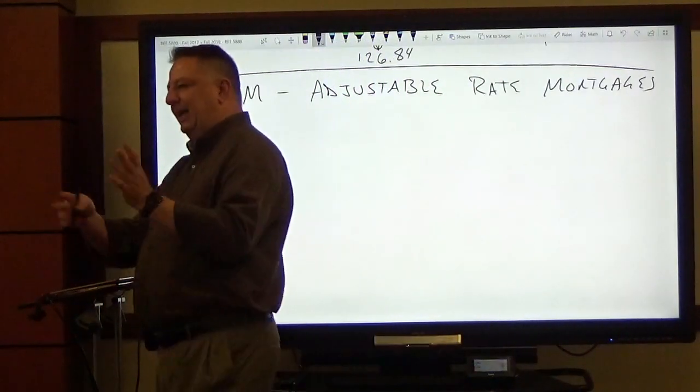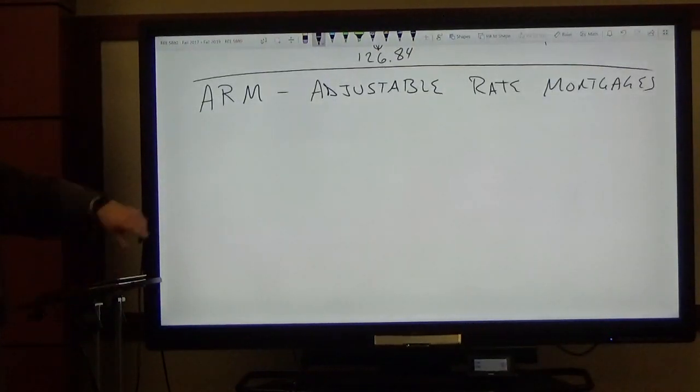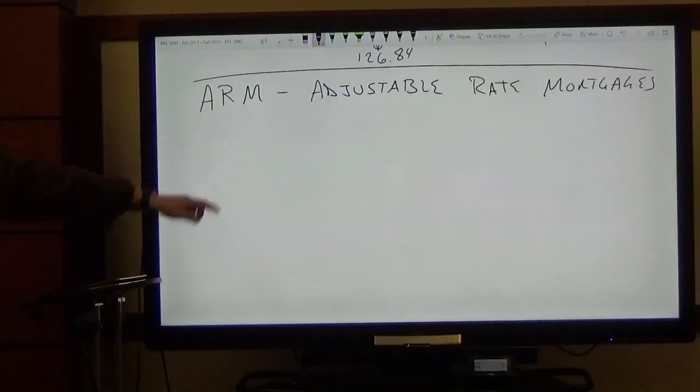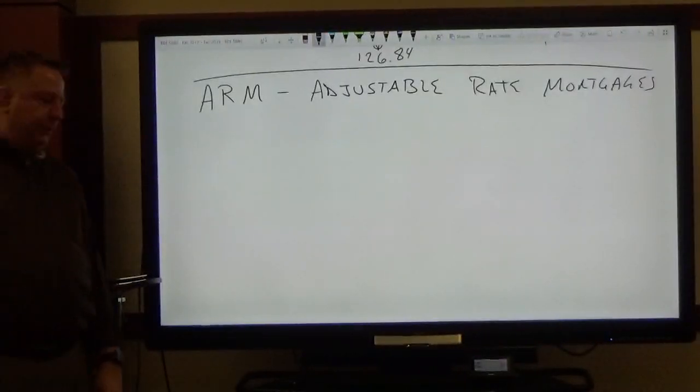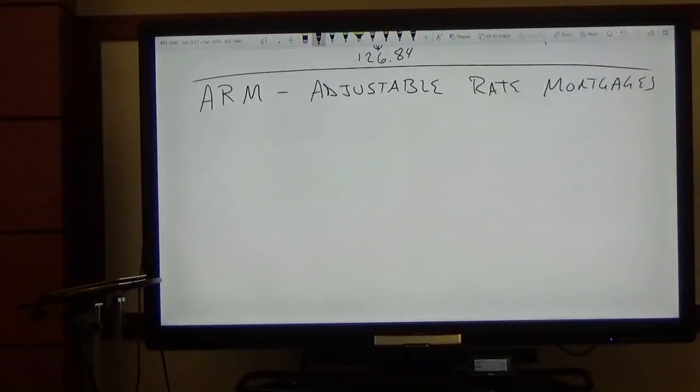Then sometime in about the 1970s, whenever we had a little bit more automation, computers to be able to do calculations, thus emerged the adjustable rate mortgage. The adjustable rate mortgage was born out of technology and out of interest rates that were out of control.